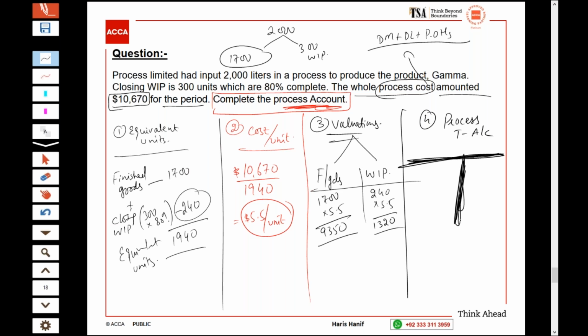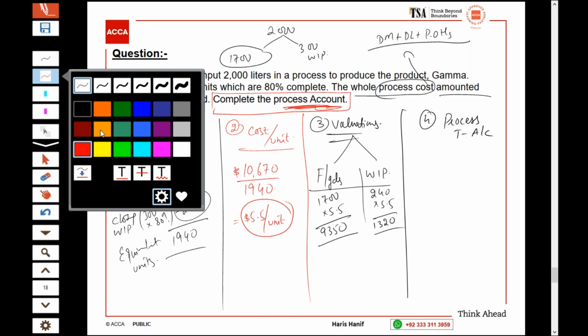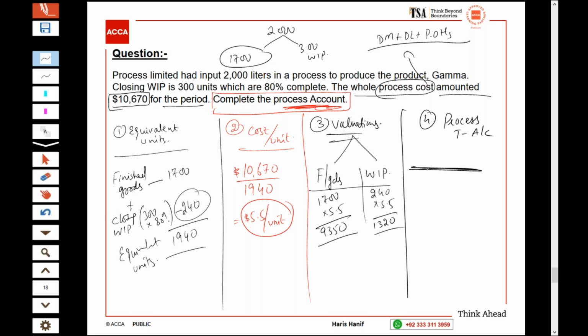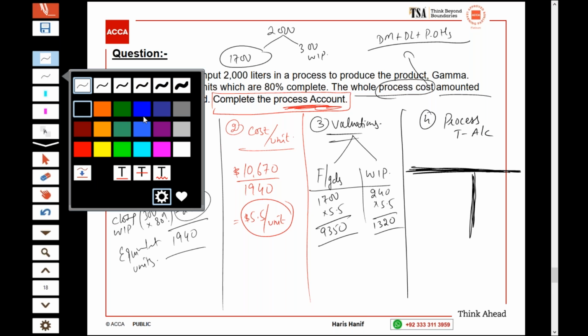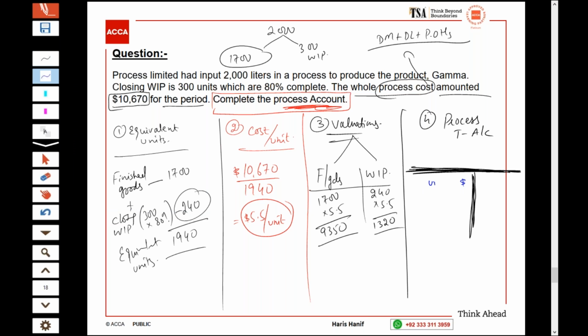This is my process ledger, and here I will be writing dollars and here units. Dollars and units. Now this is input, that is 2000, and you have to insert the cost as well. Okay, I think I should redraft it for better visibility with different colors. This is my T account. Here it is dollars, here it is units, here again units and dollars. So input is 2000 and the cost is 10670.